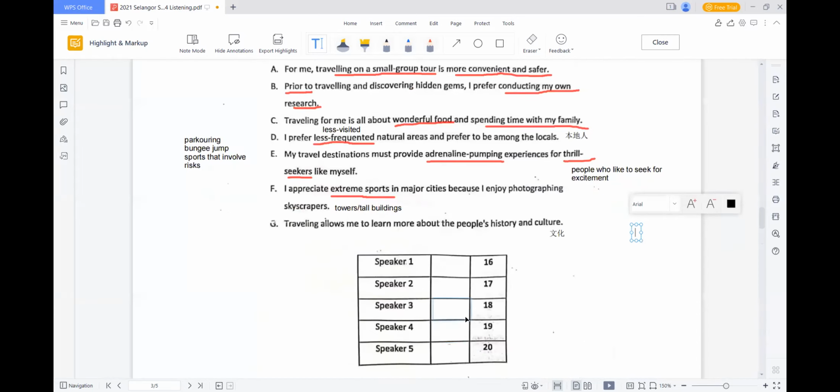Okay, so there are altogether 5 speakers. So you just need to figure out what's the answer for speaker 1, 2, 3, 4, and 5. Okay, I'm going to play now.